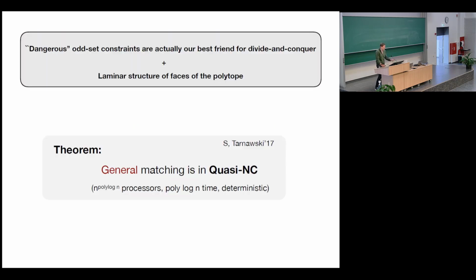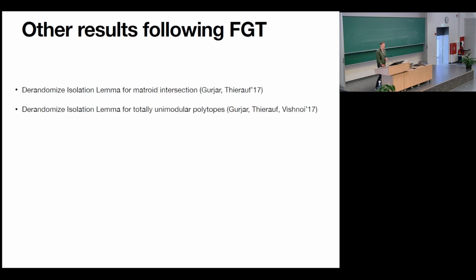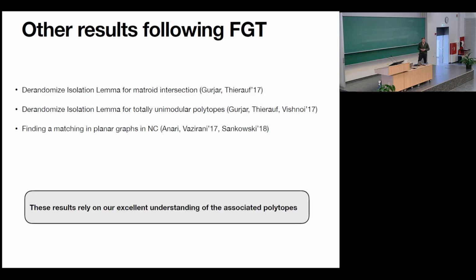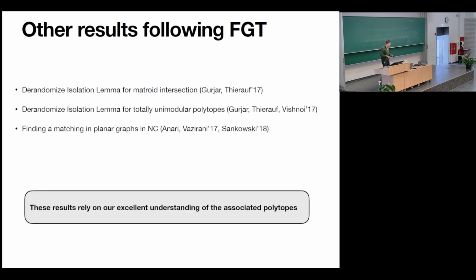So let me end this section by recalling that we use this to generalize to general graphs, but also that there were quite some results following this nice paper by FGT. First Mayand, then the intersection, de-randomization, totally unimodular polytopes, and lastly, but not least, Anari, Vazirani, and Sarkovsky showed how to do this for planar graphs, completely de-randomizing. And all these results used our excellent understanding of the associated polyhedra.